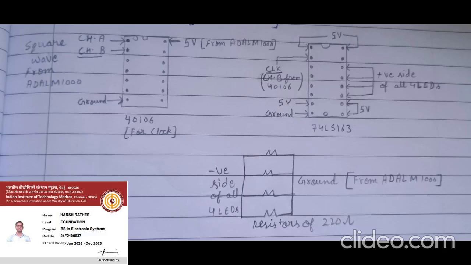We connect channel A and channel B to pin 1 and pin 2 of our 40106 IC from our ADALM1000 kit, and ground pin to ground, and VCC pin to 5 volt from ADALM1000 kit. And now this channel B is further connected to pin 2 of 74LS163 as you can see in the diagram, and pin 1 and pin 16 to 5 volt, and these pins as shown.